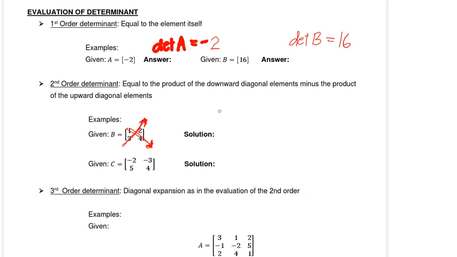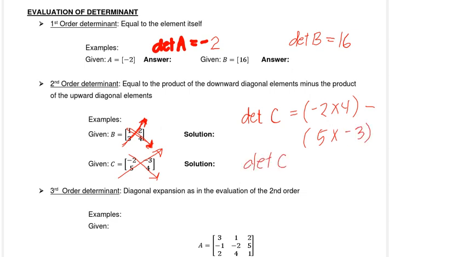So, to solve for the determinant of the matrix C, we need to get the product of the downward diagonal, yung negative 2 times 4, minus the product of the upward diagonal, which is 5 times negative 3. So, yung determinant C natin is equal to negative 2 times 4 minus the product of our upward diagonal, which is 5 times negative 3.